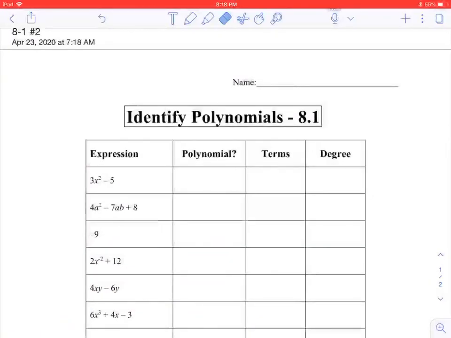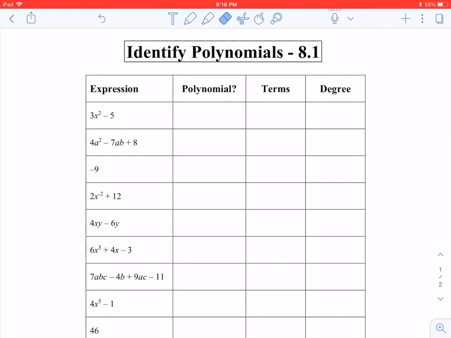Okay, good morning, everybody. I am going to go over the Chapter 8, Section 1, Worksheet number 2 with you today. So let's begin. All you had to do was go through and identify, is it a polynomial, and then list how many terms and how many degrees this has.